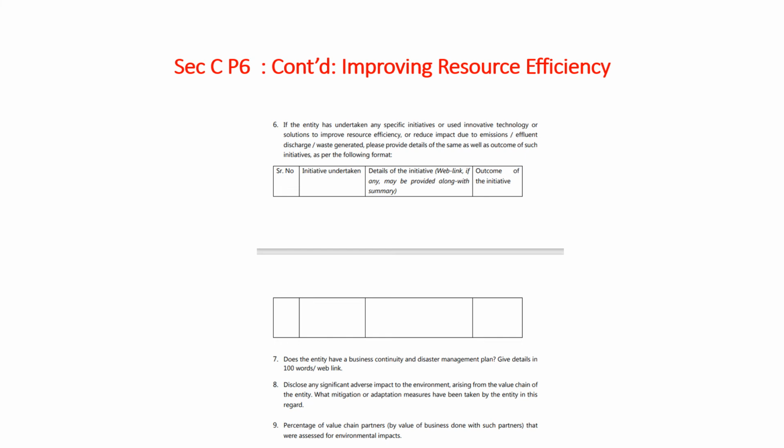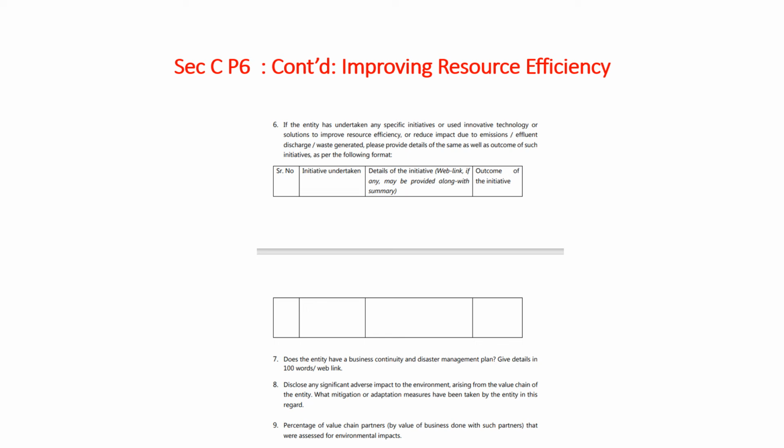So this part is about improving resource efficiency. If the entity has undertaken any specific initiative or used innovative technology or solution to improve the resource efficiency or reduce the impact due to emission, effluent discharge, waste generated, please provide details of the same as well as the outcome of such initiatives as per the following manner. So here you have to provide if you have done anything to improve the resource efficiency.